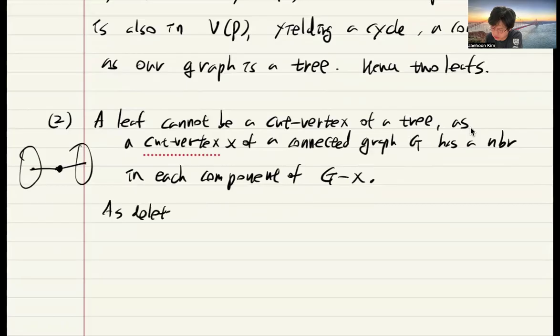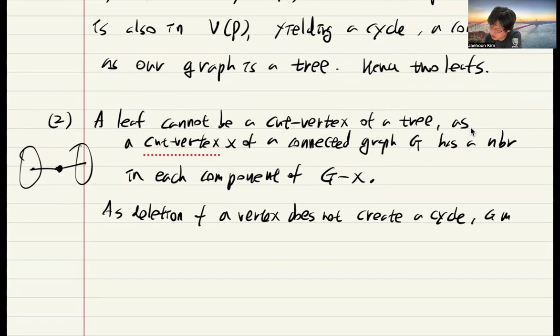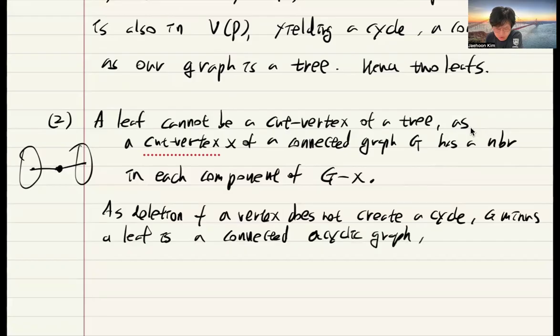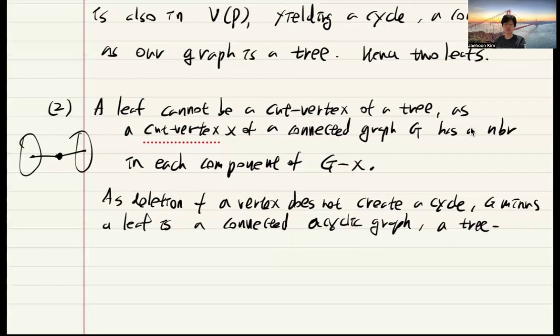Also, if you delete this, deletion of a vertex does not create a cycle. So G minus a leaf is again a connected acyclic graph, a tree. The second one is true.